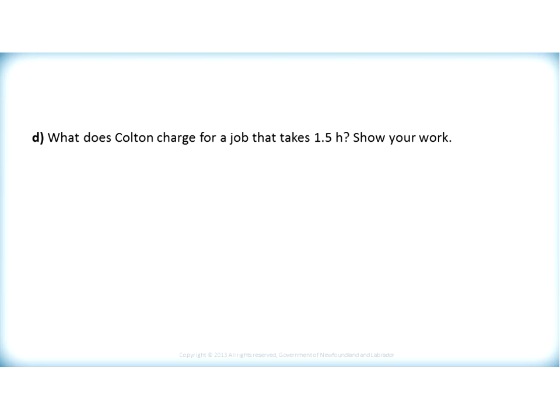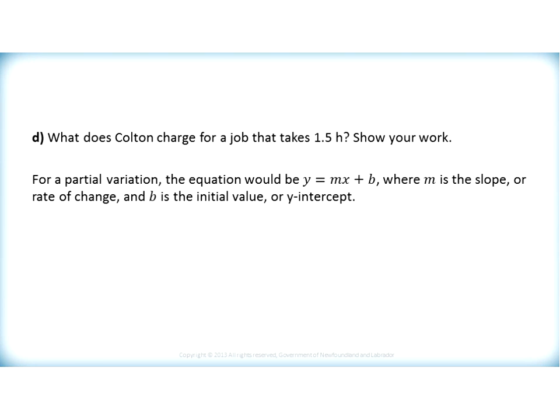So what does Colton charge for a job that takes 1.5 hours? Show your work. Okay, for a partial variation, our equation is a little different than a direct variation. The equation would be y equals mx plus b, where m is the slope, or rate of change, and b is our initial value, otherwise known as the y-intercept.